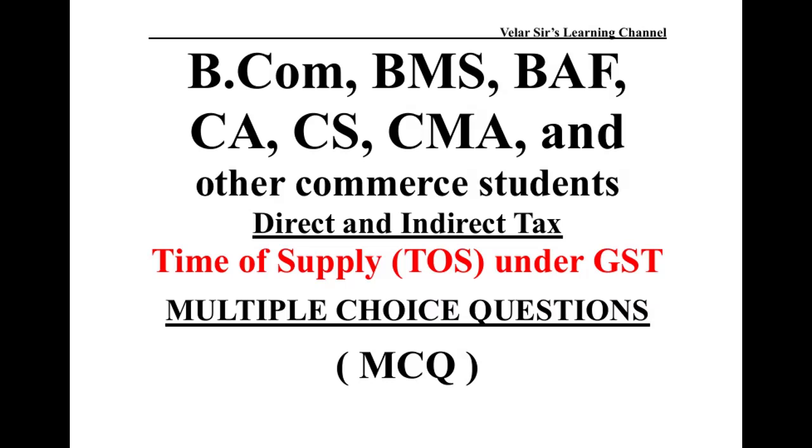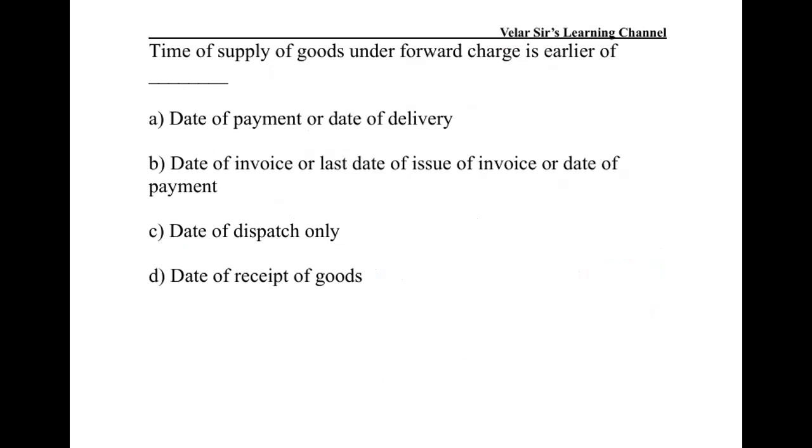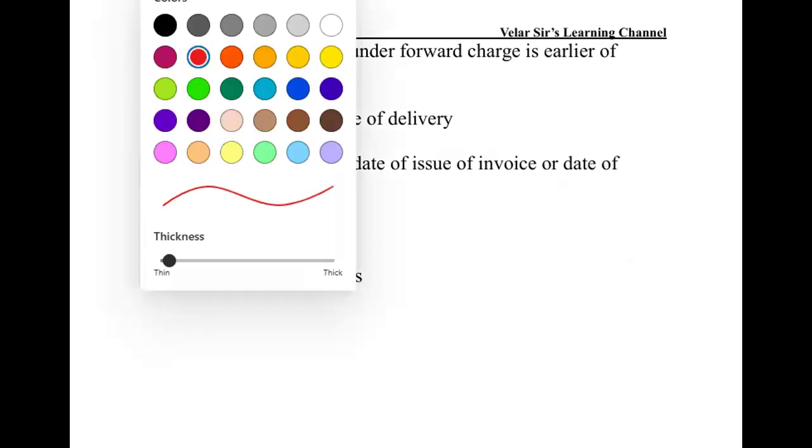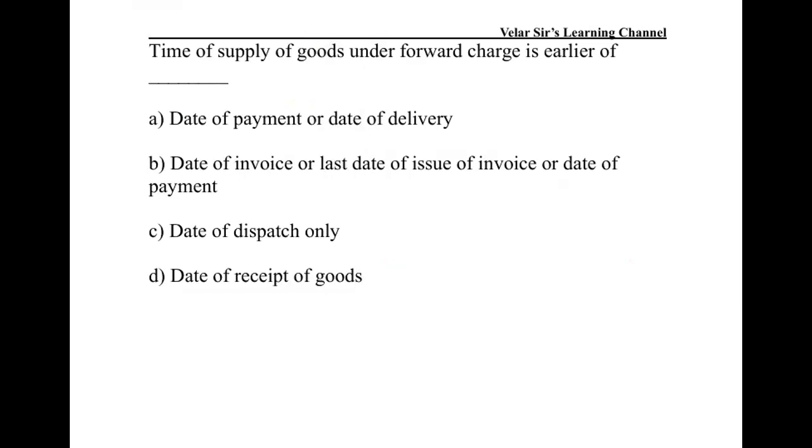The first question: time of supply of goods under forward charge is earlier of dash. The concept here is goods. The options are: first option, date of payment or date of delivery. B option, date of invoice or last date of invoice or the date of payment. C option, date of dispatch only, and last is date of receipt of goods.